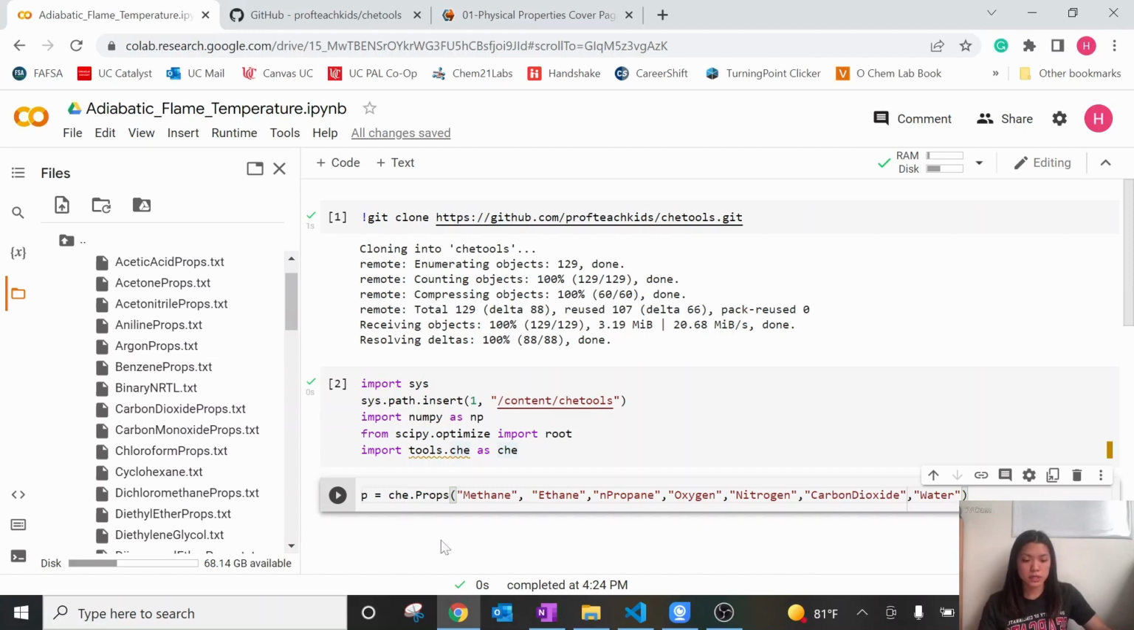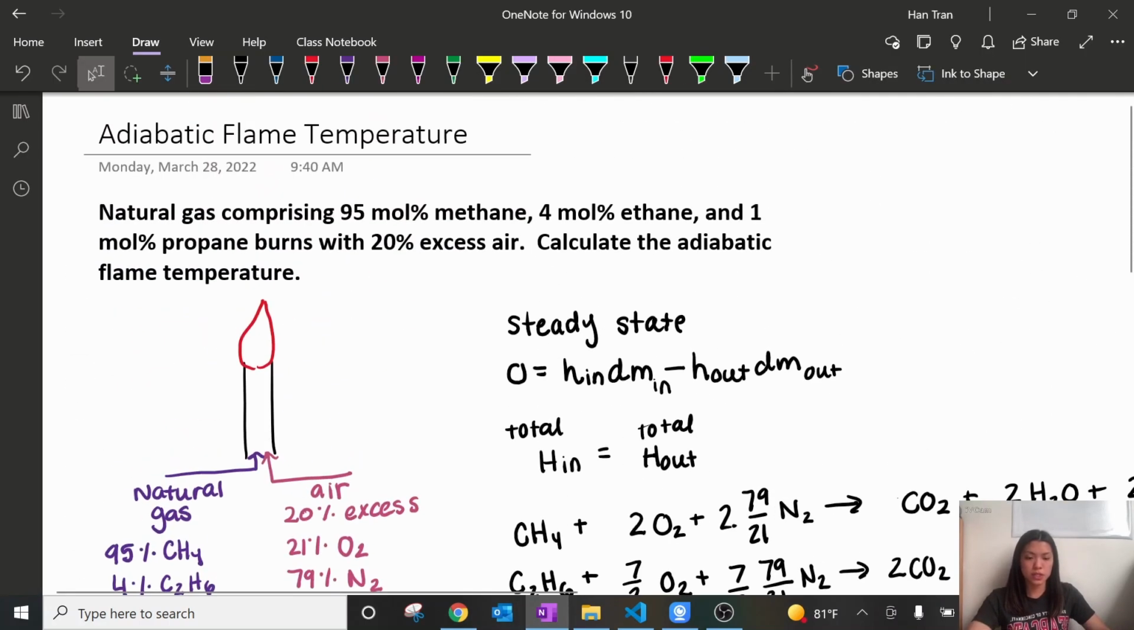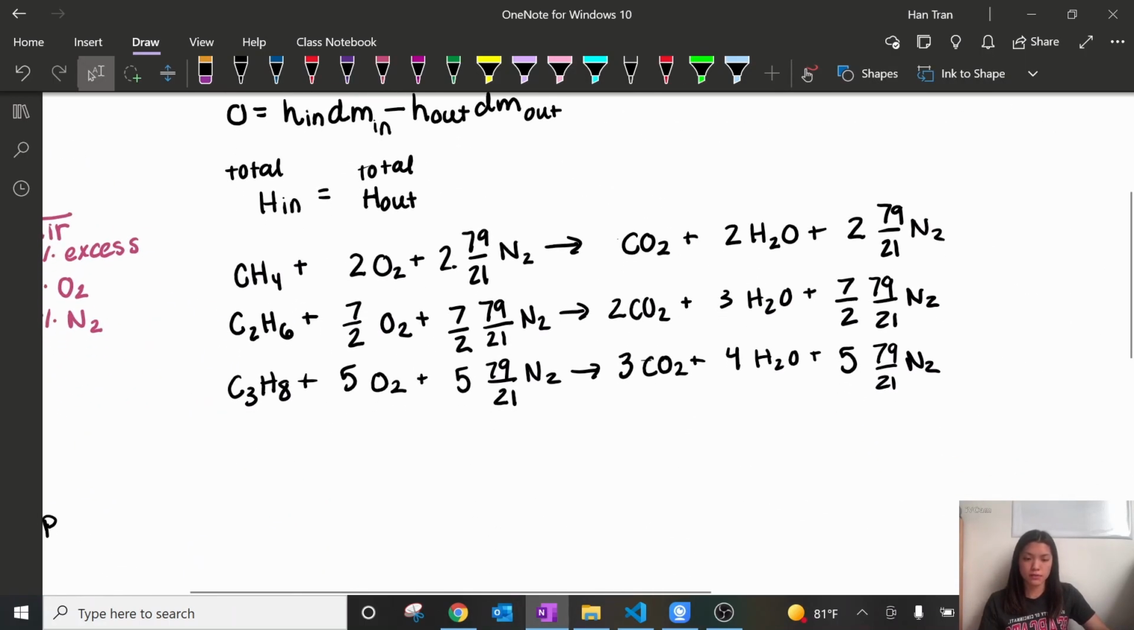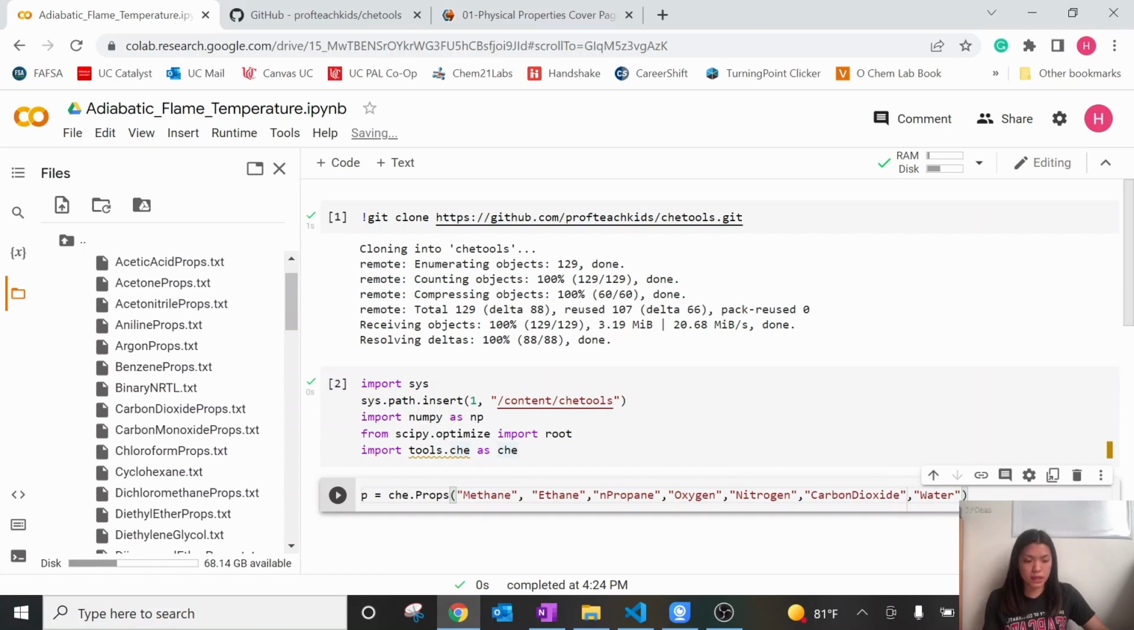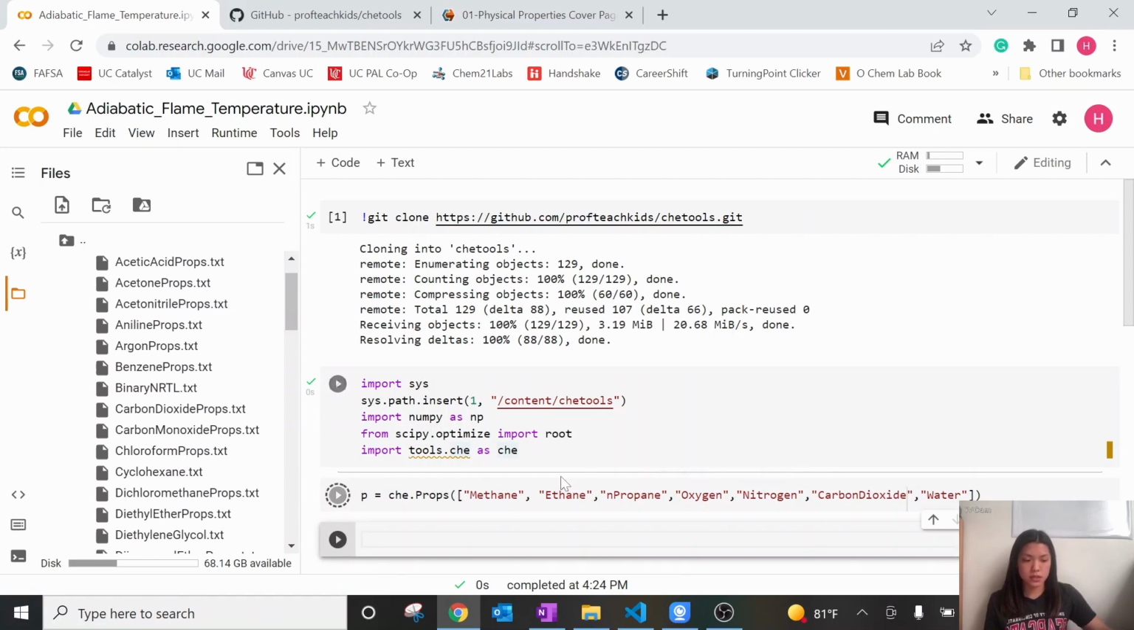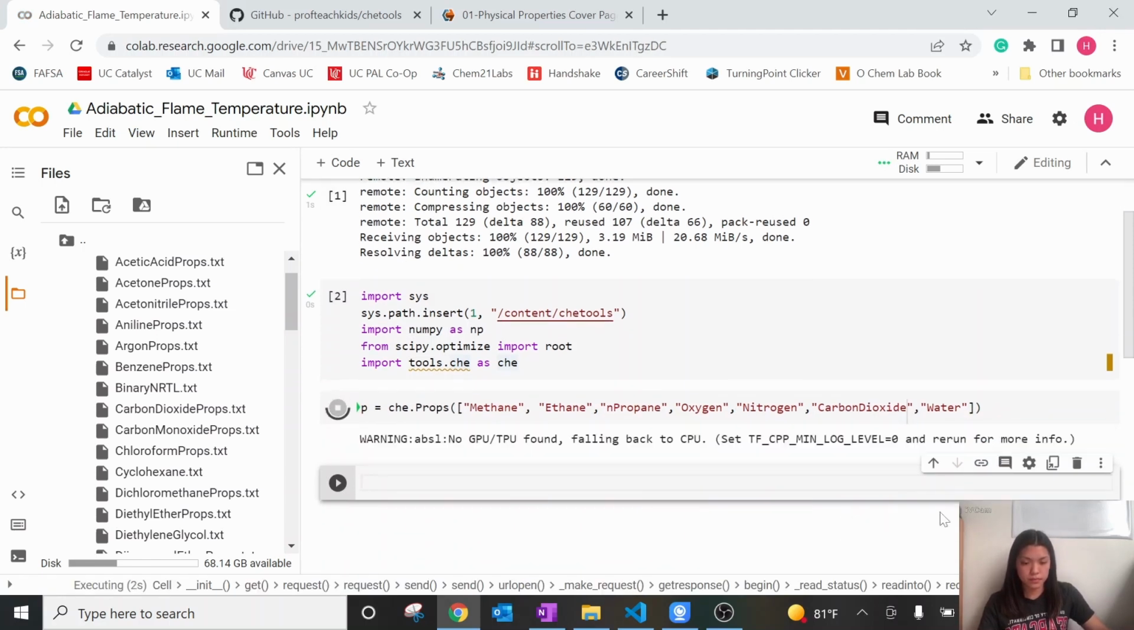So what we did was, from our reaction equations up here, we just put in all the different components that we will be needing, and we are going to retrieve them as an array. So it's going to give them to us in a list. We're going to shift enter. So those are all of our components and their properties.